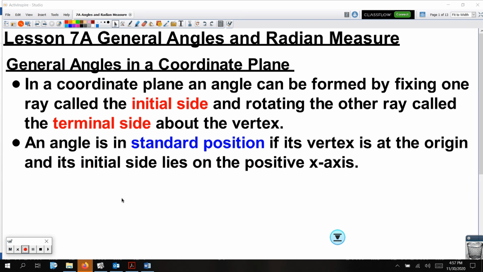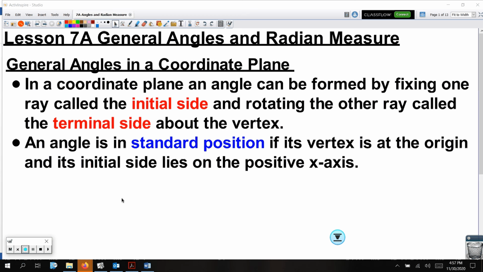Okay, today we are talking about lesson 7.A. Remember I said we're gonna split up chapter 7 into 3 tests. Well, this is the third section. So 7A is going to talk about general angles and radian measures using the coordinate planes and what we know about that. And just a little foreshadowing, 7B is going to be about the laws of sine and cosine.